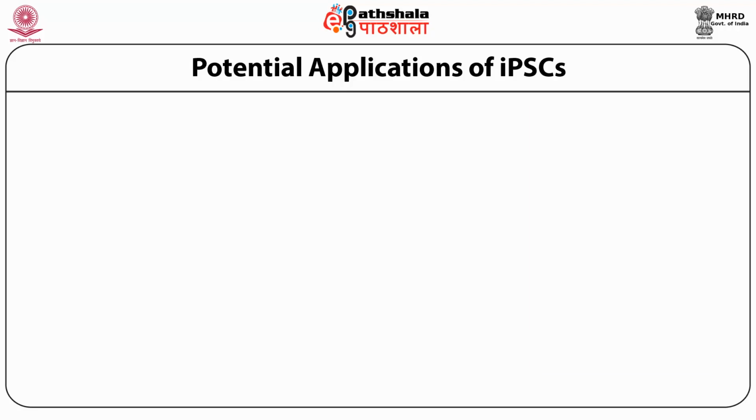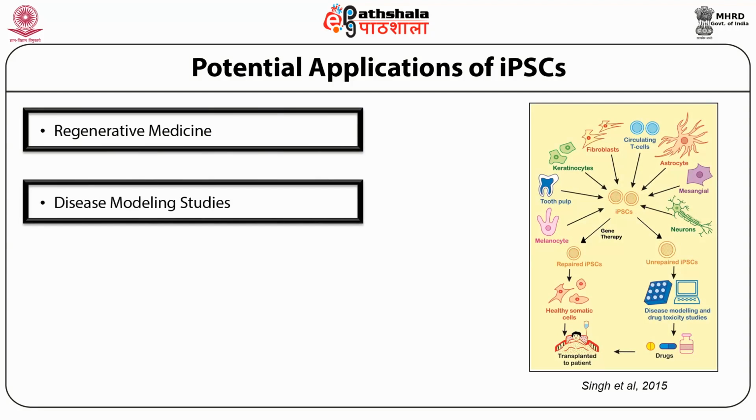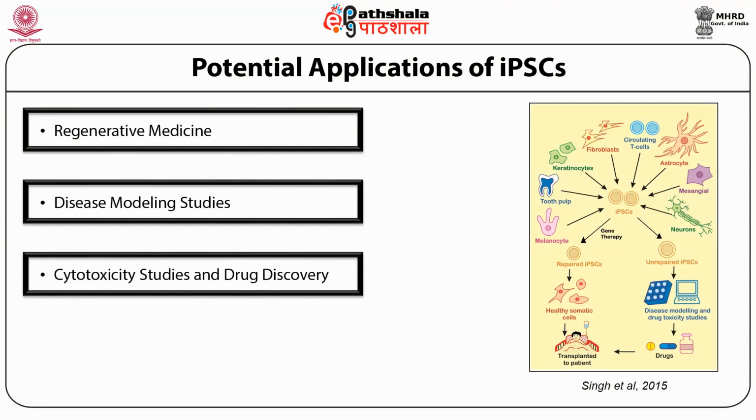The potential applications of induced pluripotent stem cells are quite immense. We can use them in regenerative medicine, in disease modeling studies, and in cytotoxicity studies and drug discovery. Since the potential of iPSCs is similar to the potential of embryonic stem cells, we can transform them into any kind of adult cells, like fibroblasts, skin cells like keratinocytes, astrocytes, neurons or hepatocytes, and then we can transplant them back.